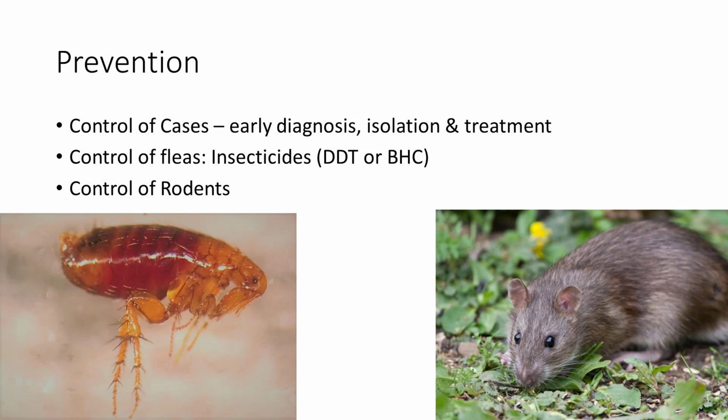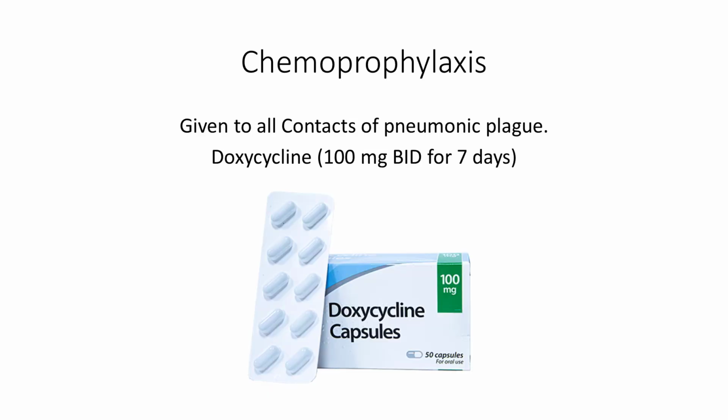Prevention measures include control of cases by early diagnosis, isolation and treatment. Control of fleas using insecticides like DDT or BHC, and control of rodents. All close contacts of pneumonic plague patients must be given chemoprophylaxis. Doxycycline is given 100 mg for 7 days.